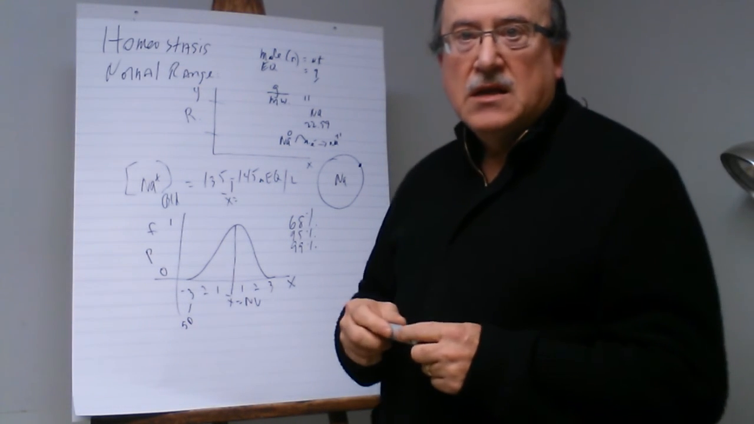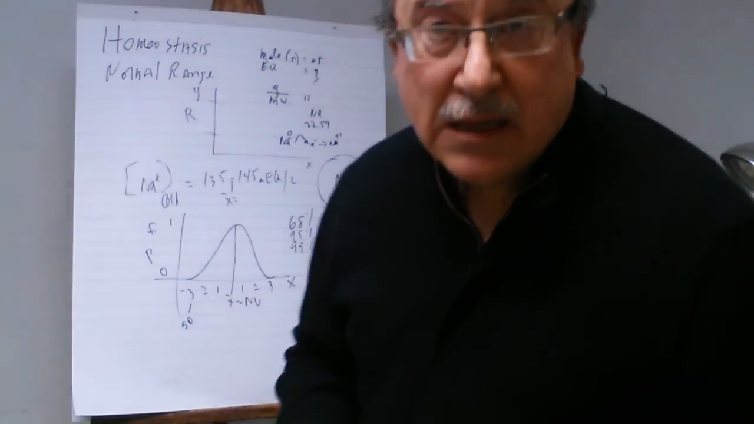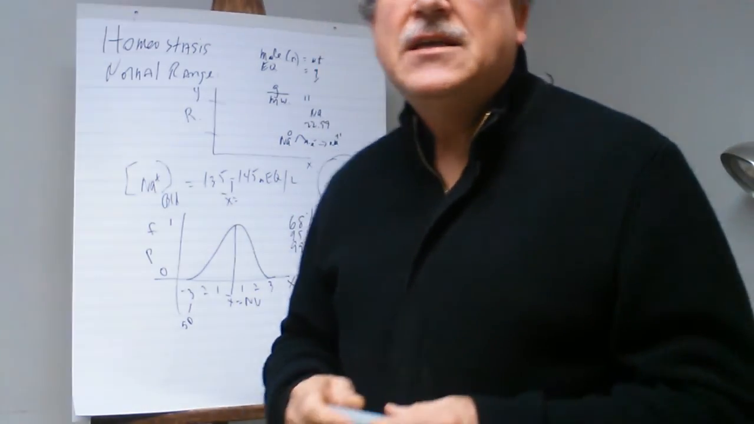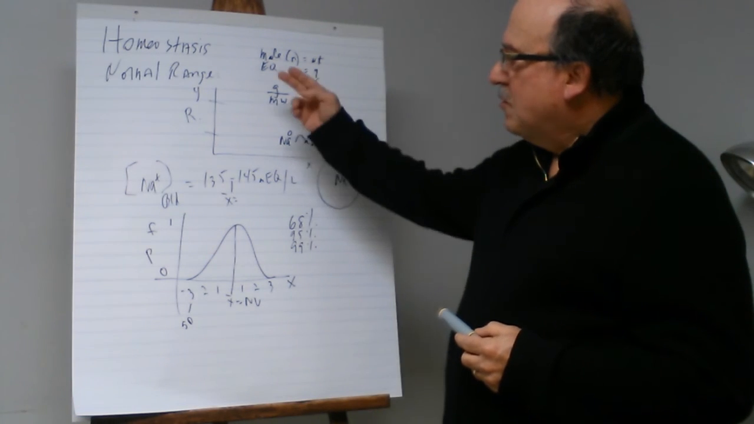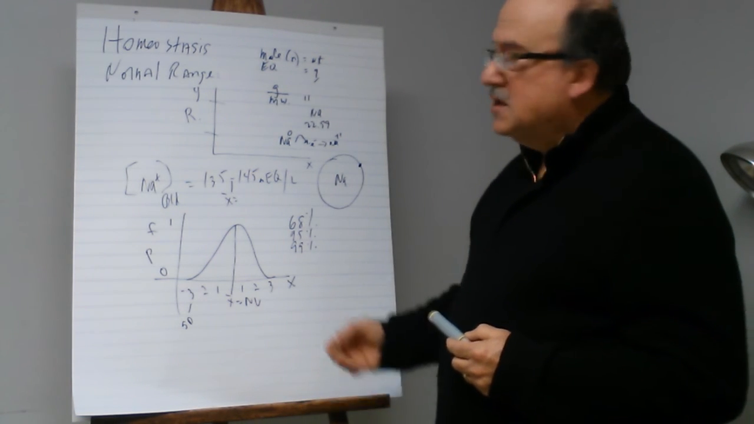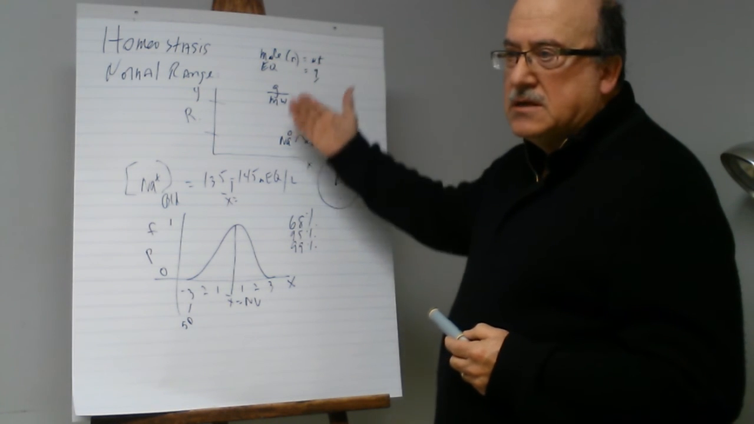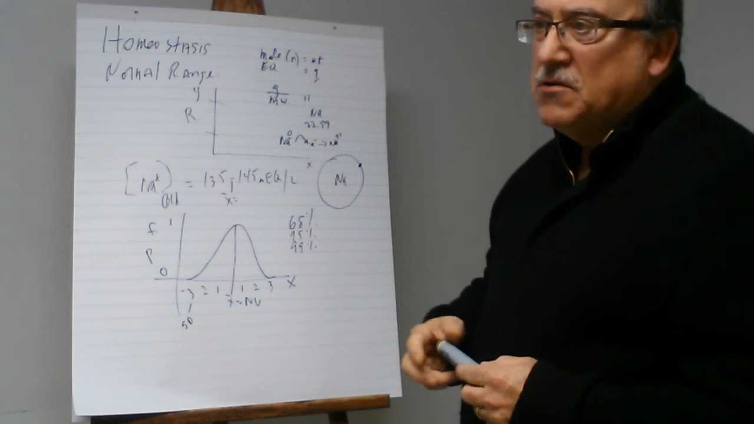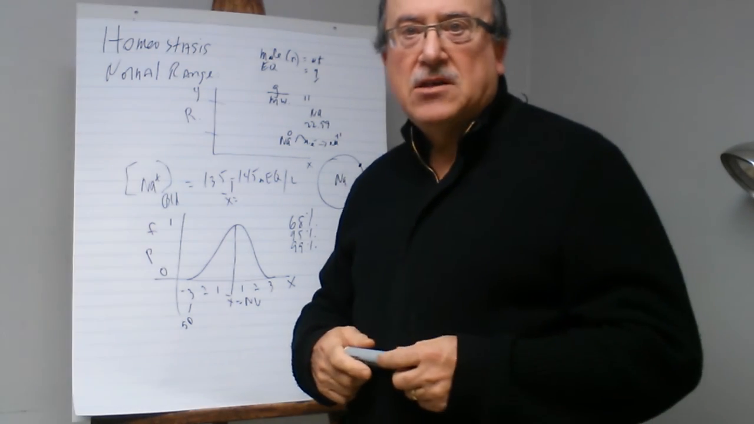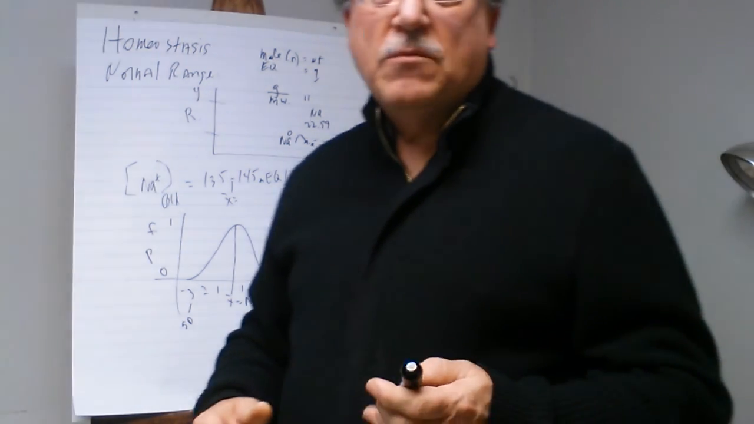Okay, so in summary: homeostasis, normal range, the concept of the units, and the concept of the sodium atom. I'll see you next time for part 2 of homeostasis.